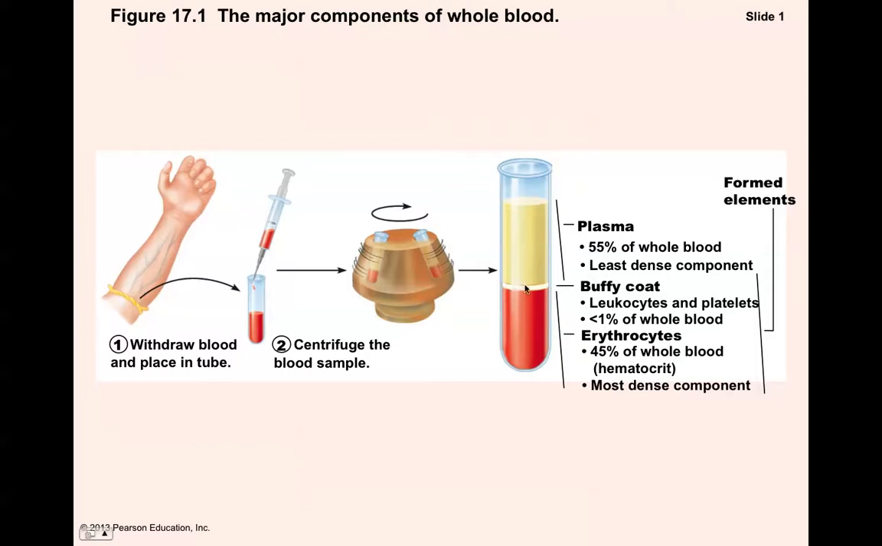And then you have the buffy coat, which is a really light colored material, and it consists of white blood cells or leukocytes and platelets. This is actually less than 1% of whole blood, and you can see down here it describes that of the entire blood in this tube, the erythrocytes compose about 45% of whole blood generally, and this is the most dense. This is why it goes to the bottom. This yellowish color up here is the plasma. Plasma comprises about 55% of whole blood. It's the least dense component, and that's why it stays toward the top after centrifugation.